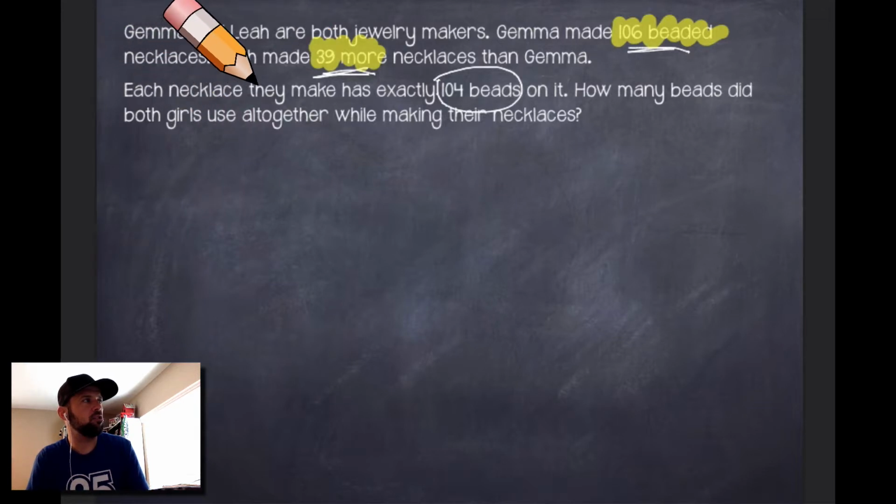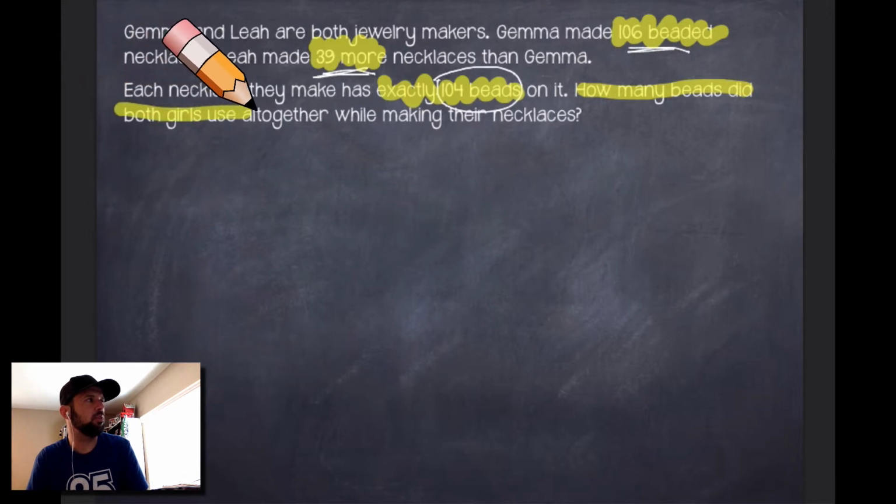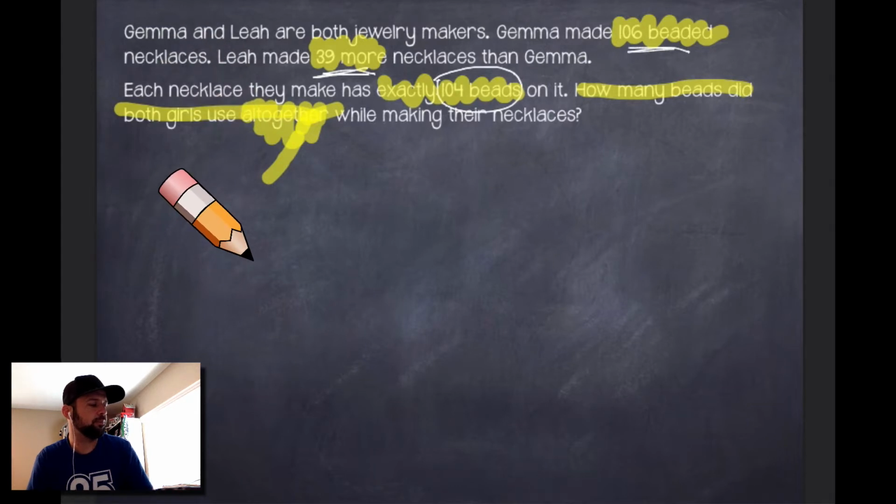All right, and then it says each necklace they made has exactly 104 beads on it. Oh, and here's where our question comes in. How many beads did both girls use all together? So that keyword there, all together, right? That's telling me kind of like a sum, right? So I know I'm going to be doing some addition in here somewhere. I'm also probably going to be doing some multiplication because they have 104 beads per necklace. So each necklace has that, and then I'm going to have to do that however many times of necklaces that they made, which I don't know quite yet. So a couple different steps going on here.